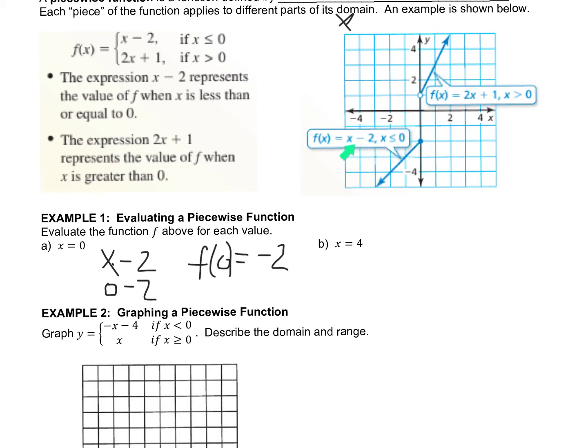Okay, but what I basically did was I just took the equation piece, and when I figured out where the domain was, I just plugged it in and found my answer. Now when x is 4, now we're using the lower one. So when x is 4, now I'm using the 2x plus 1. So now 4 would go in.